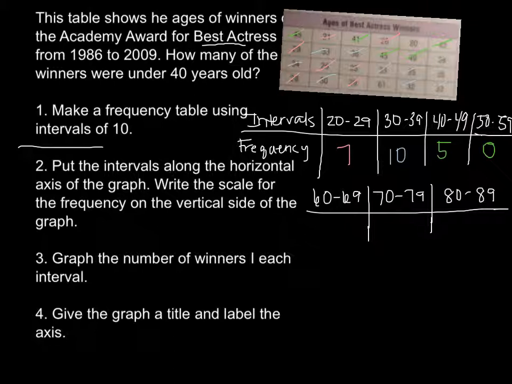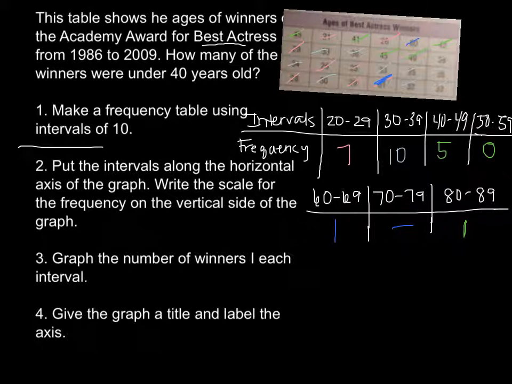Let's do 60 through 69. And for 60 through 69, I see that there's only one, and that's the 61 down here. Let's go with a blue for 61. So we're doing something a little different. Okay, 61, there's 1. 70 through 79, there are 0. And 80 through 89, he's getting kind of old up there, we have 1. Okay, so now we have our intervals.